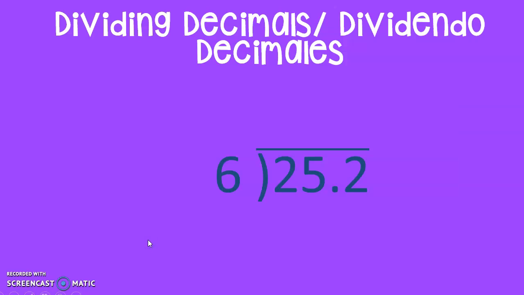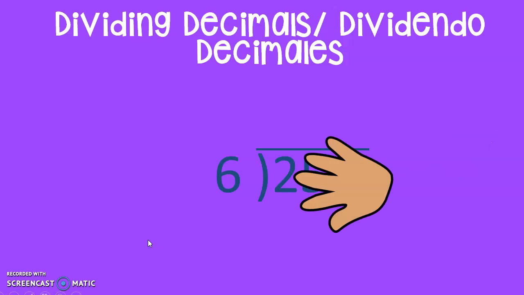Alright, we're going to divide 25 and 2/10 divided by 6. Vamos a dividir 25.2 dividido por 6. So, when you are dividing the decimals, the very first thing you do is you put the decimal straight up. La primera cosa que haces es pones el punto directamente para arriba. Now we can get started. We cover all our numbers.